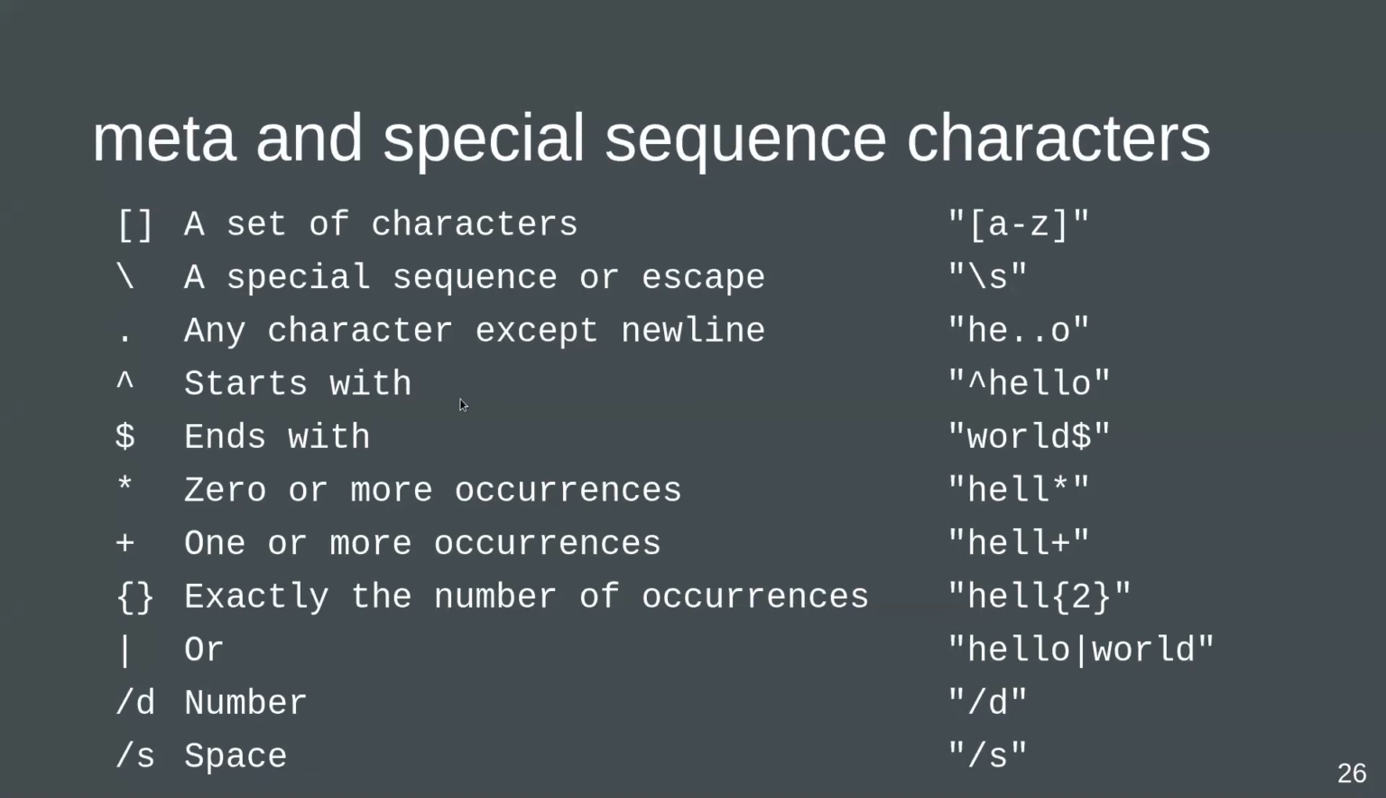And here's a list of some other characters that we can use in our patterns. So I already showed you the bottom one here, \s for space. A set of characters is in square brackets. An escape character we can do with the slash, as I showed you. Dot is any character. Dollar is ends with. And this is not a full list. There are more special sequence characters available and meta characters. So where can we apply this to security?